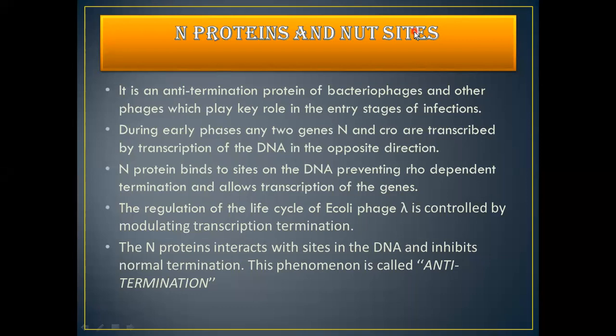Antitermination proteins of bacteriophages play a key role in the entry stage of infection. During early phases, two genes, that is N and CRO, are transcribed in opposite directions. The N protein binds to sites on the DNA, preventing rho-dependent termination and allowing transcription of genes. The regulation of the life cycle of E. coli phage lambda is controlled by modulating transcription termination. The N protein interacts with sites in the DNA and inhibits the normal termination, a phenomenon called antitermination.